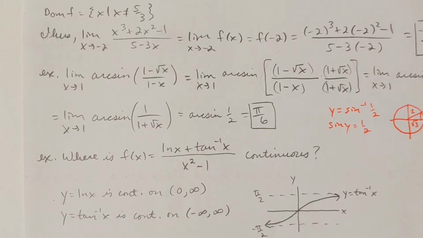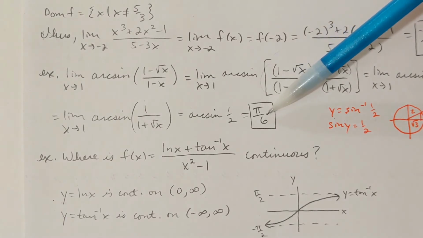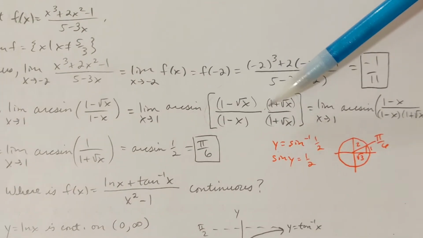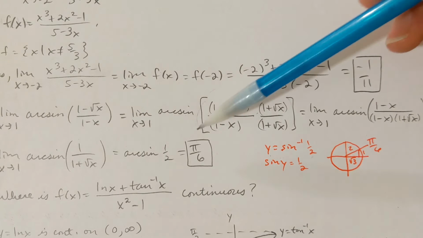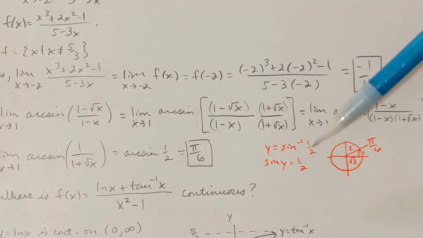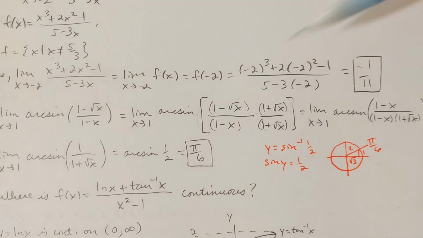So I need to figure out an angle such that sine of that angle is 1/2. Well, in a triangle, if the opposite side is 1 and the hypotenuse is 2, the adjacent side would be root 3, and the angle that you'd be talking about there would be pi over 6. I've drawn that on the side. And so pi over 6 would be the value of arc sine of 1/2, or sine inverse of 1/2 is pi over 6.